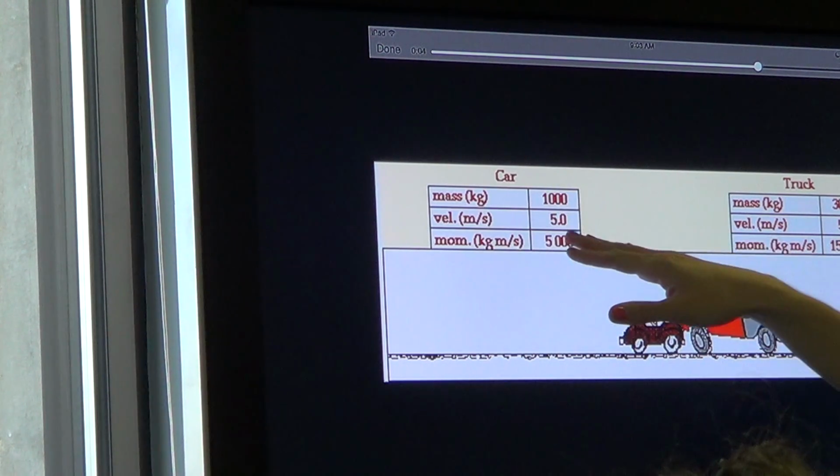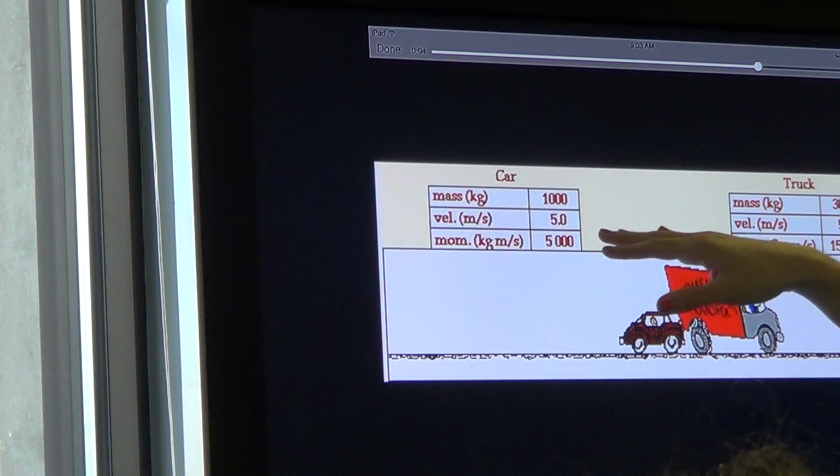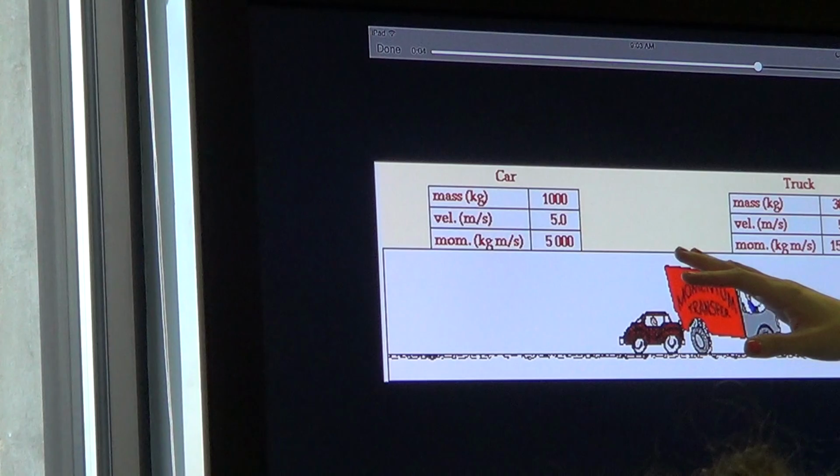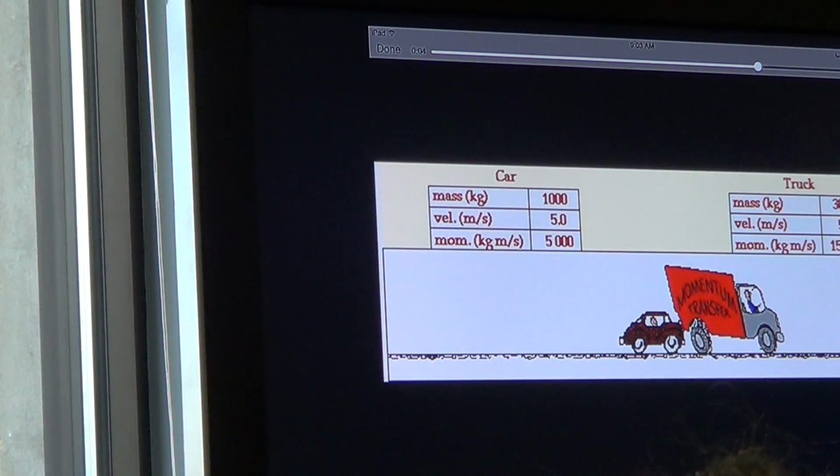Okay, so the car's velocity is now 5, and so its momentum is now 5,000 instead of 20,000. And the truck, now, what happened to it? Its velocity is now moving at the same rate as the car, so its momentum is higher. Okay, good. So it wasn't moving at all, and now it is moving at 5 meters per second, and so now its momentum is 15,000.